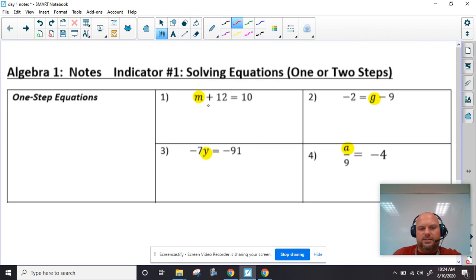Now, let's look here at number 1. I'm trying to get m by itself. Well, 12 is being added to m, so I'm going to subtract 12. Now I have to do it to both sides, so this cancels. And now I'm left with m equals -2. That's my answer.